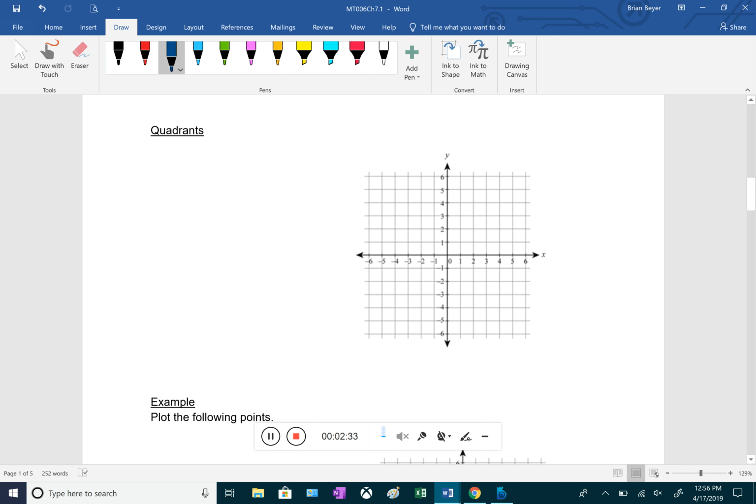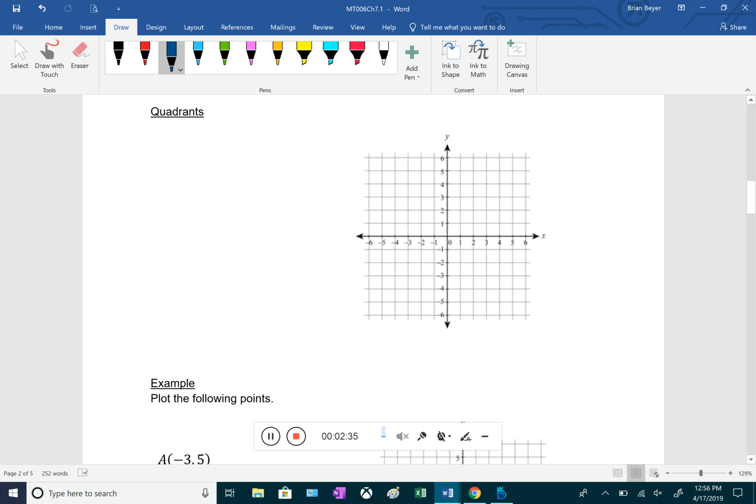Okay, so when we have these two lines intersecting each other, 4 quadrants are naturally going to occur. Quad meaning 4. So we have this quadrant here, this one here, this one here, and this one here. The one on the top right, we call quadrant 1. I'm going to use Roman numerals here. In quadrant 1, the x values are positive, and so are the y values. So positive x and positive y.